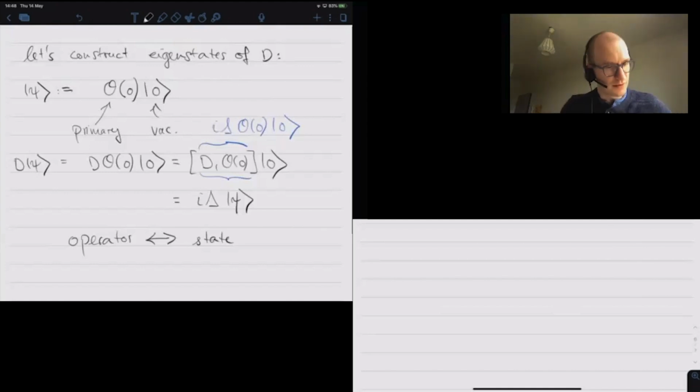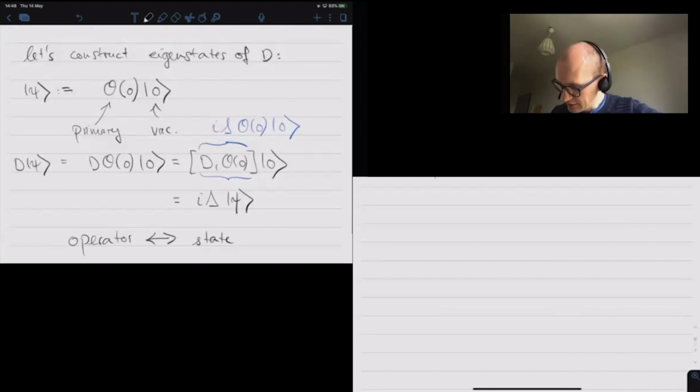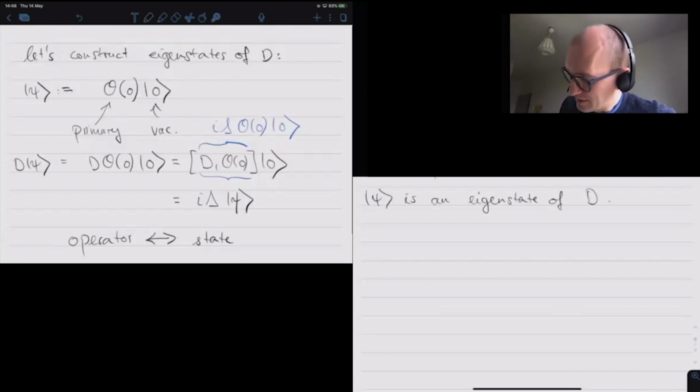Okay, so good. So psi, and in particular psi, is an eigenstate of D, thanks to the correction that Arunaba picked up on, because D on psi gives you I delta times psi.